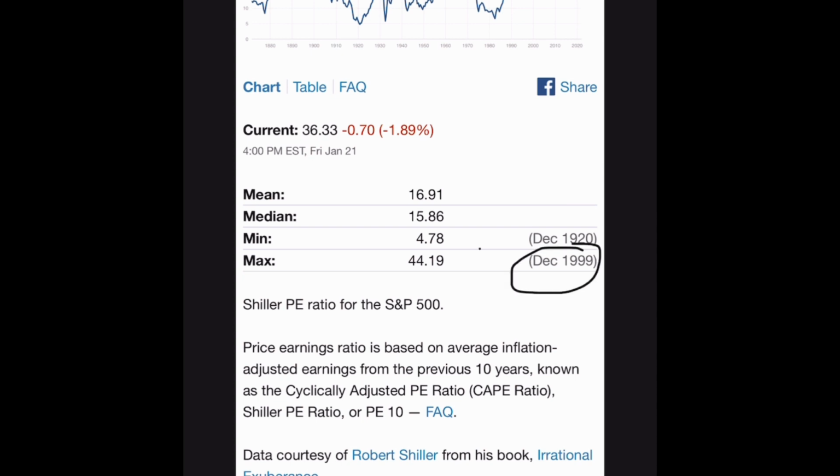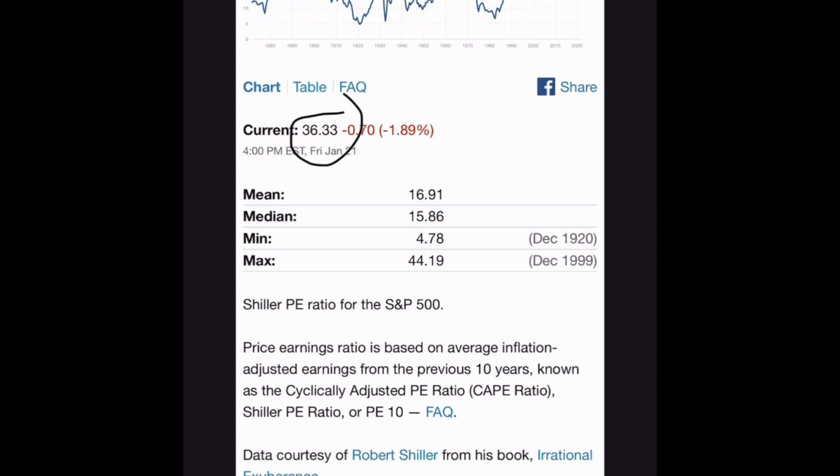Okay, so you can see here December 1920, 4.78. December 1999, the highest, 44.19. And currently we are at 36.33, so not as bad as this 44.19 back in 1999, but not that great either. 36.33 is extremely high.